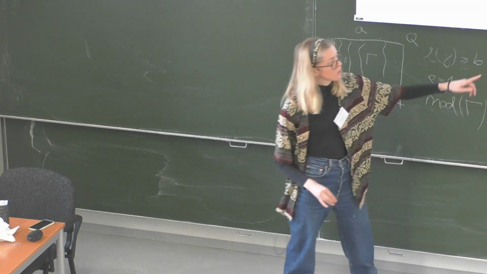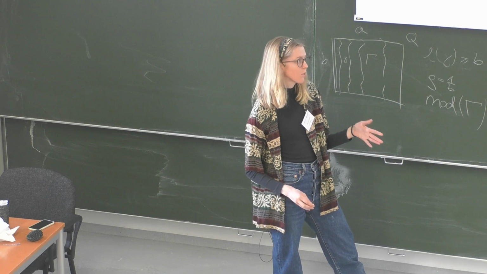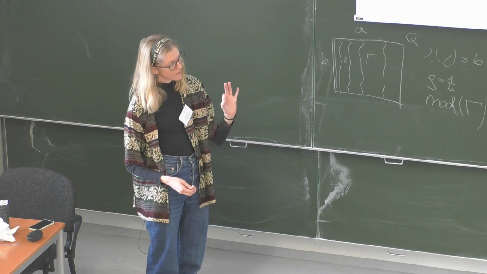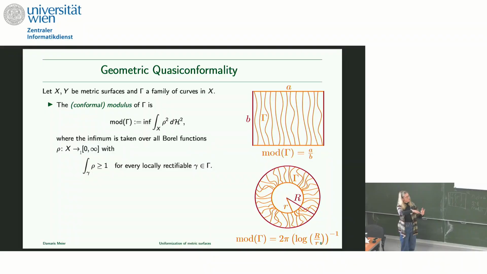Similarly, we can also compute the modulus of the curve family connecting a ball of radius small r to the outside of a ball of radius big R. That's just 2 pi times the logarithm of big R divided by small r, to the power of -1. This is in R2. And what is dH2 in the formula? That's the Hausdorff measure. So H2 always refers to the Hausdorff measure.